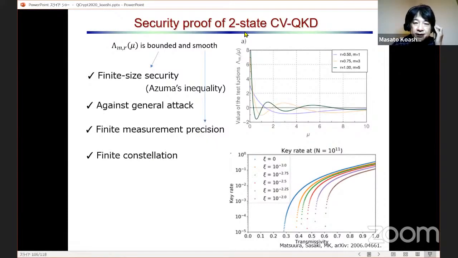And also this is a two-state protocol, so already it's a finite constellation. Maybe the only drawback is that the key rate is not so good, and maybe this is because we are only using two states. So except for this, as a security proof, this has very many good properties. So I'm pretty much satisfied as a first attempt from the phasor approach to the CV-QKD.